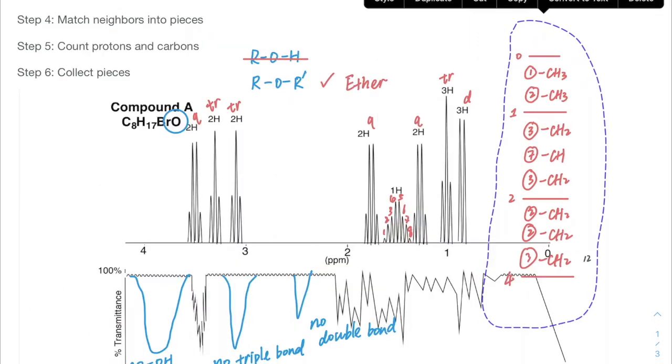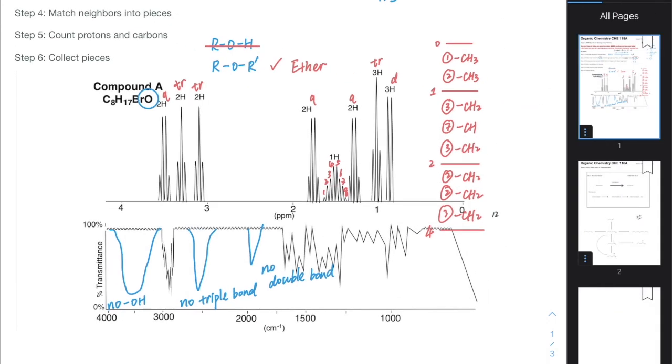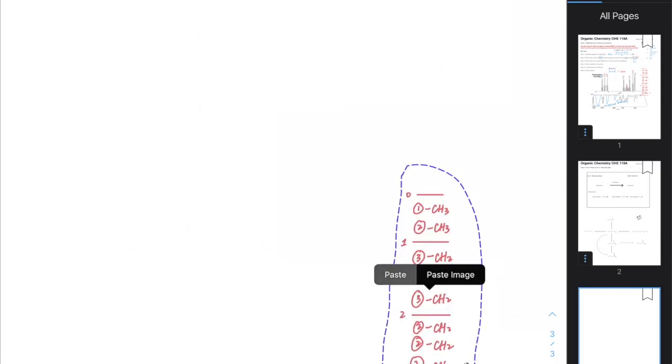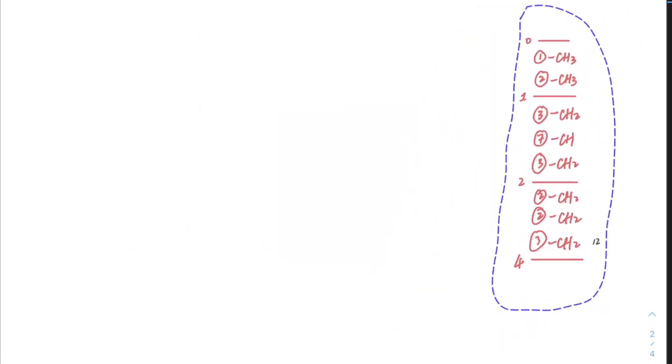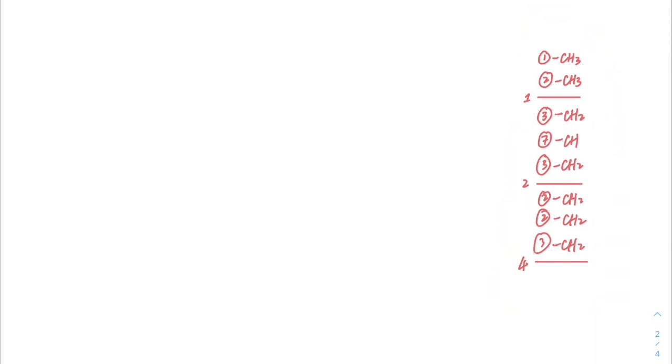Okay, it's done. Now I'm going to copy this table onto a blank piece of paper because I have transferred everything I need from the proton NMR into this table. So basically, I do not need the proton NMR spectrum anymore. Now it's time for solving the puzzle.